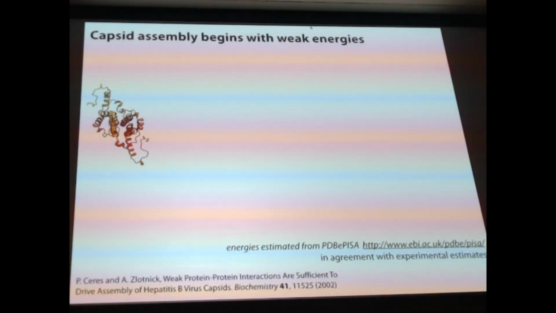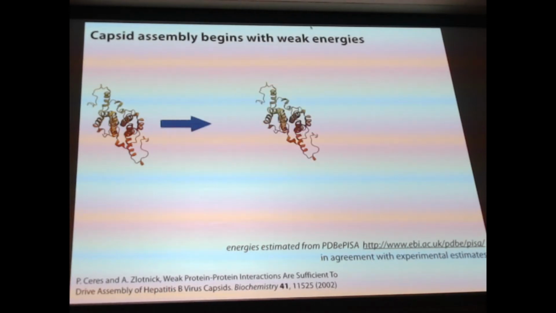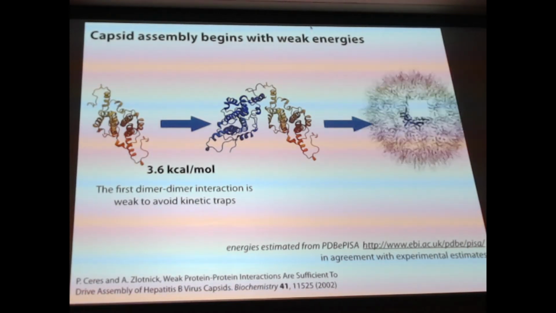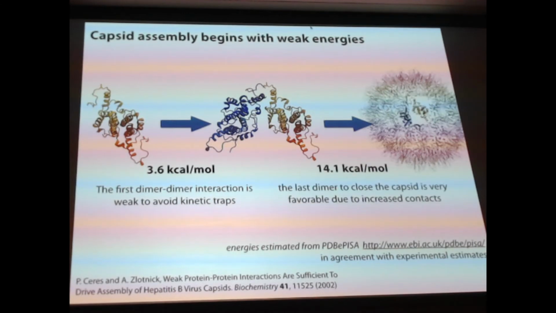Okay. So the assembly is believed to begin with weak energies. So for example, here's a dimer. Another dimer comes in and forms a tetramer, and the association of these two dimers is just a few kcal per mole. And it's believed to be weak to avoid kinetic traps. Whereas when you're going to the capsid, the last dimer to come in has more contacts and therefore more energy. And that's one of the reasons it's a downhill process.